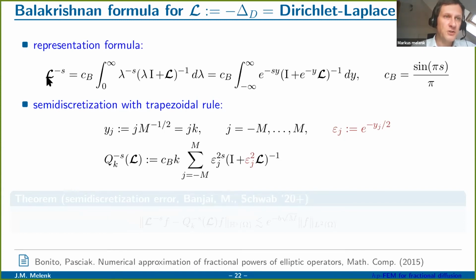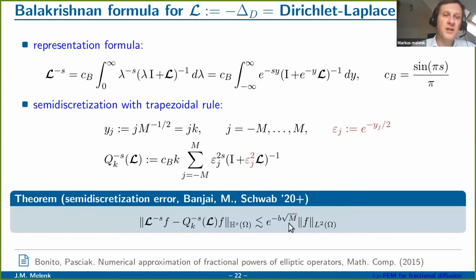Okay, and then the approximation to this solution operator is Q to the minus s, which is simply a finite sum of solution operators for elliptic problems. So it's identity plus epsilon squared Laplace, or minus Laplace, raised to the power minus s. And the epsilon is given by this formula here. Okay, of course, when one discretizes, the semidiscretization incurs an error, but the error is actually exponentially small in the number of quadrature points. So it's e to the minus square root of M. So in other words, that is under control.